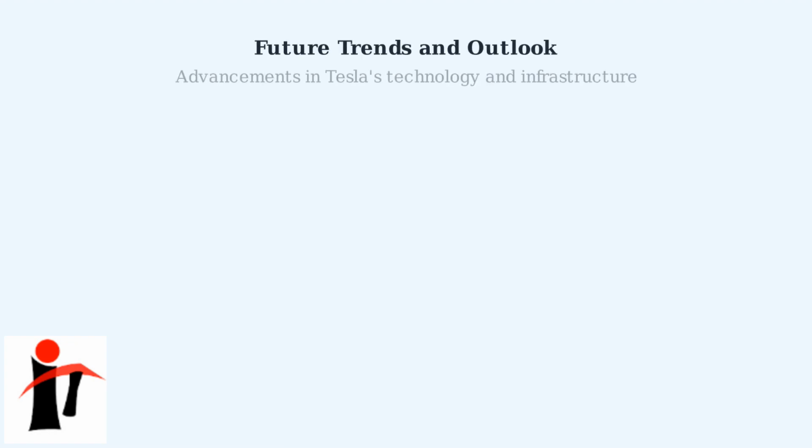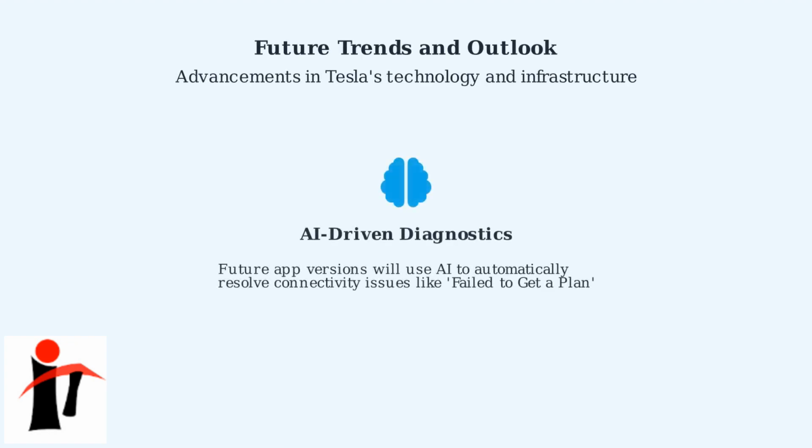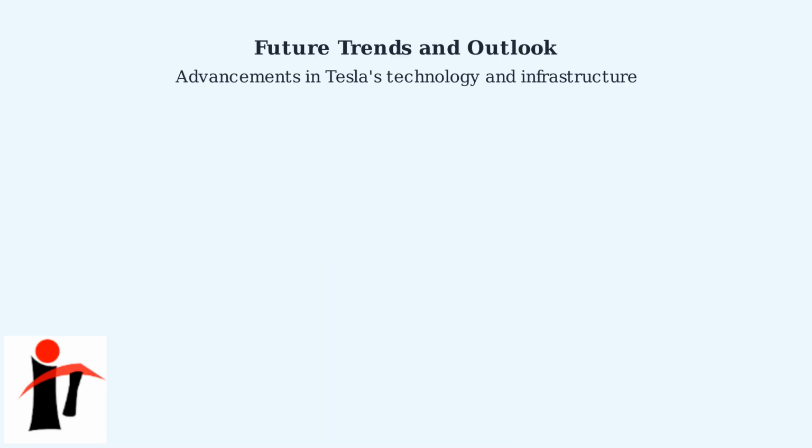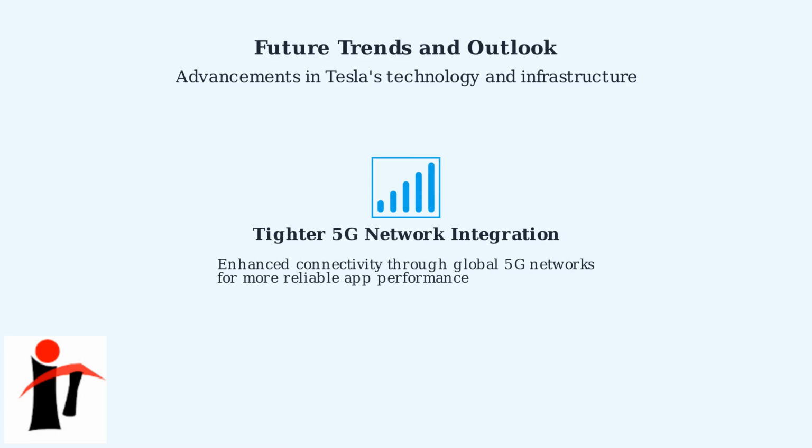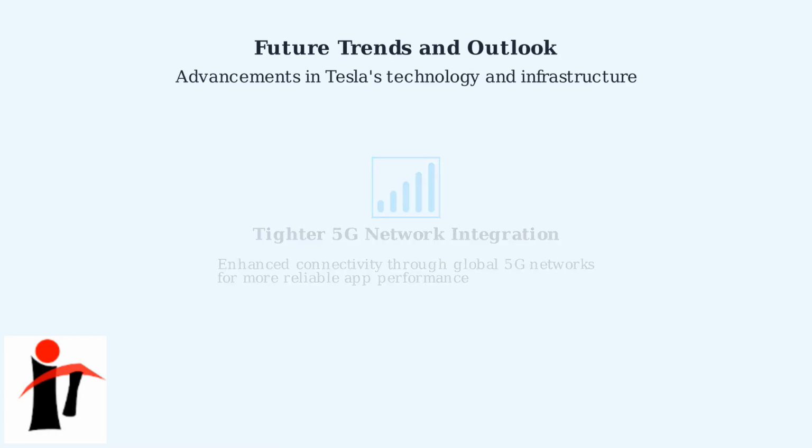Looking ahead, Tesla is developing AI-driven diagnostics for future app versions. These intelligent systems will automatically detect and fix connectivity issues like the failed to get a plan error, reducing the need for manual troubleshooting. Broader trends include tighter integration with 5G networks, providing faster and more stable connections for the app, especially in areas with varying cellular coverage.